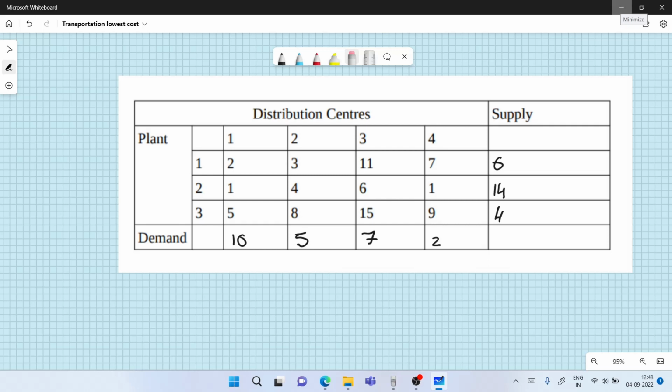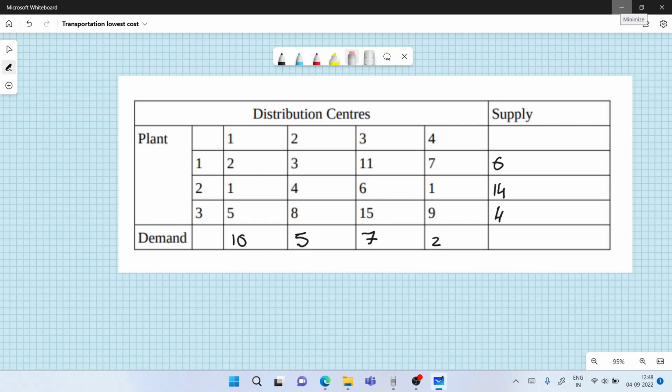Now the allocation is done using the principle that you have to find the least cost of transport in this entire matrix and allocate the supply to that cell. Now what do we find here? There are 2 entries, that is in cell 2(1) and in cell 2(4), where the cost is least and it is 1. So that is a tie. In case of a tie, what do you do? In case of a tie, you see which cell has the maximum demand.